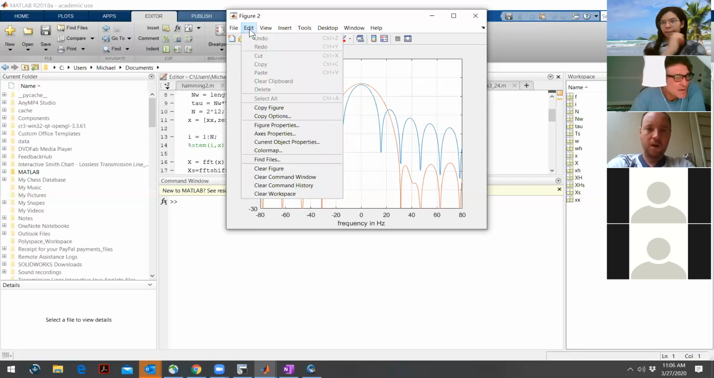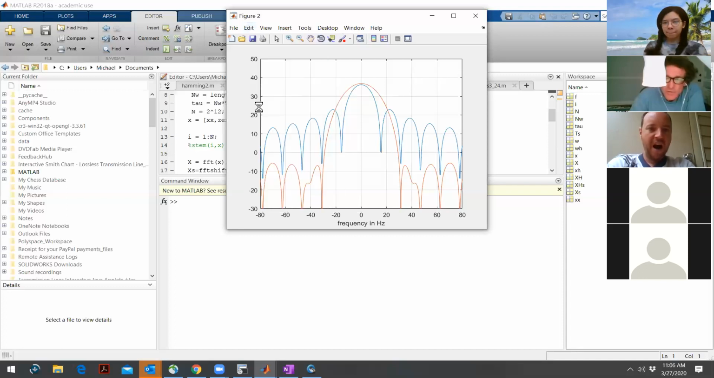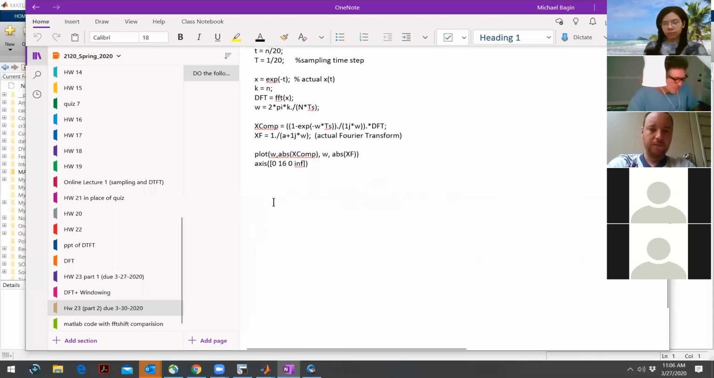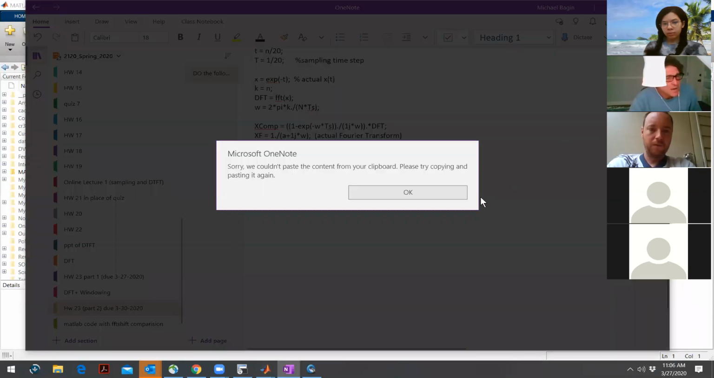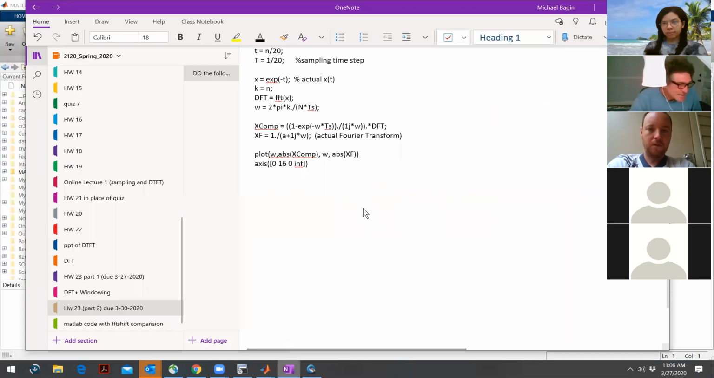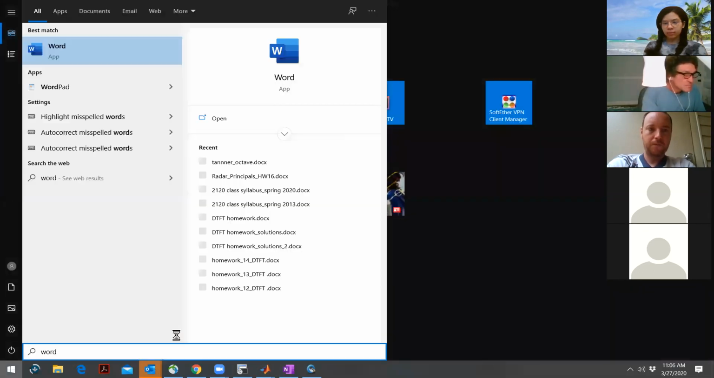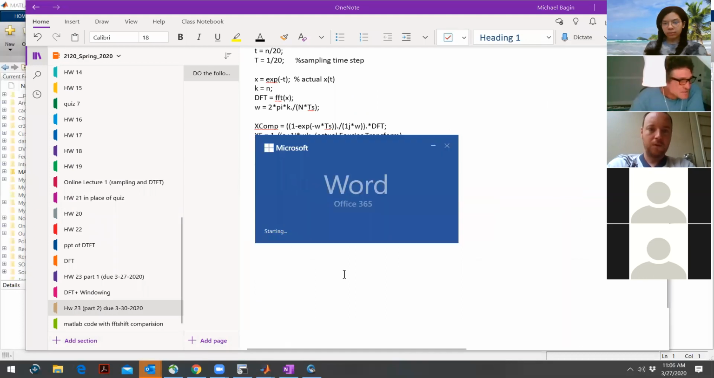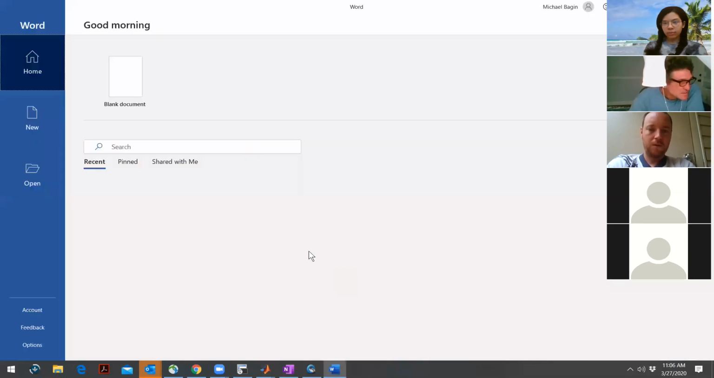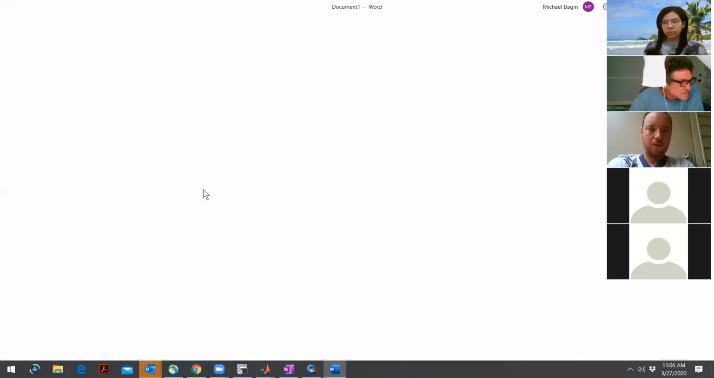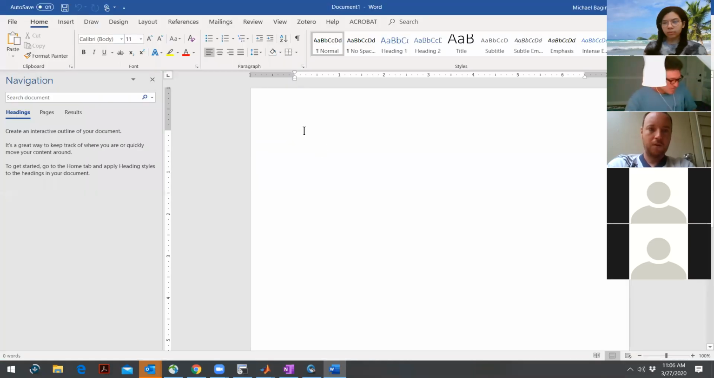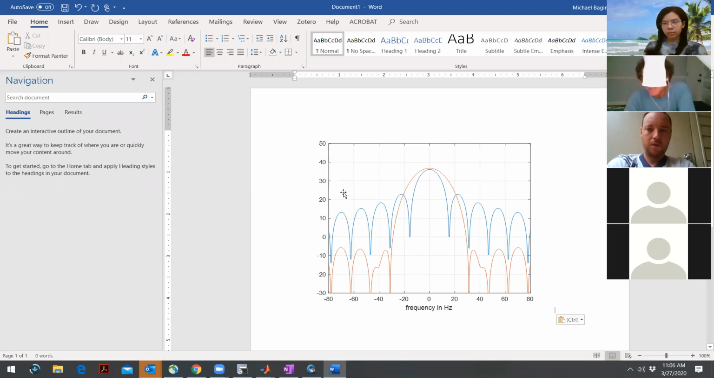If you go to Edit right here and hit Copy Figure, this is the way you do it. Don't do a screenshot. Edit, Copy Figure. Then if you paste it with Control V, oh gosh, I hate it when they do that to me. Let me try to get a Word document. Give me 1 second. Now if I have a blank Word document and I hit Control V, it pastes it in high res.